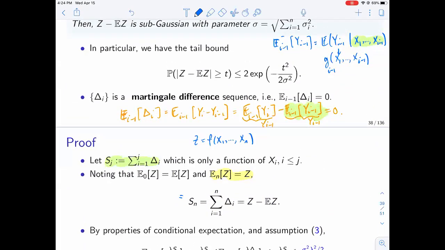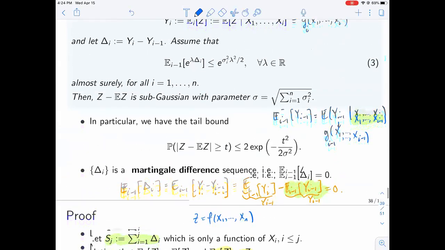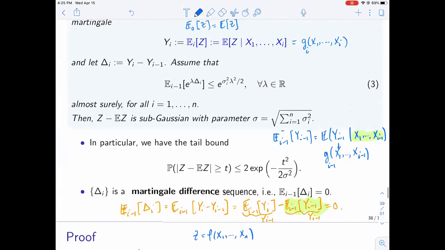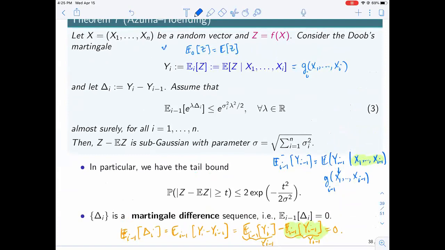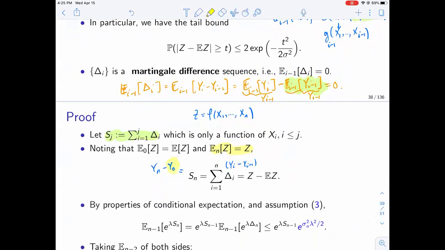So this would be equal to yn minus, so delta i is just yi minus yi minus 1. So yn minus y0, and then you have to interpret y0 as expectation 0, which is just the expectation of z. So this quantity is equal to this. The claim is that this other one is equal to this. Is this true?